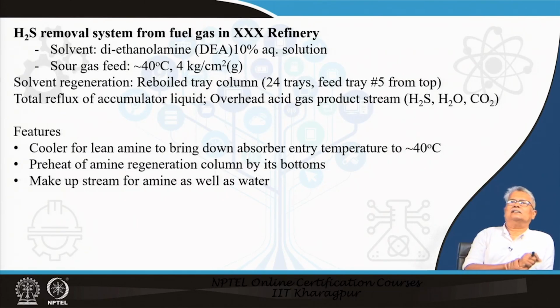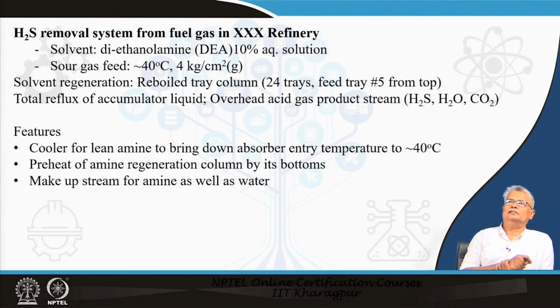We have here another example, an H2S removal system from a fuel gas in a typical refinery. This example is basically from real life. This refinery uses a 10% aqueous solution of diethanolamine. The sour gas feed is at a temperature of around 40 degrees centigrade and a pressure of around 4 kg per cm square gauge. The absorber in this particular case is basically a packed tower. The regeneration of the DEA solution is done in a distillation column, which is a tray tower, typically with a large number of trays, say 24 trays.